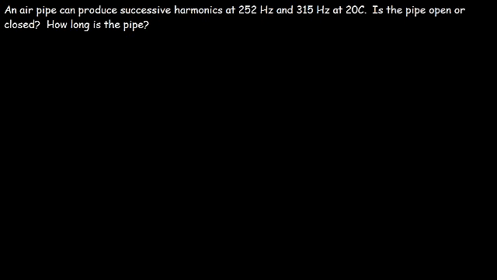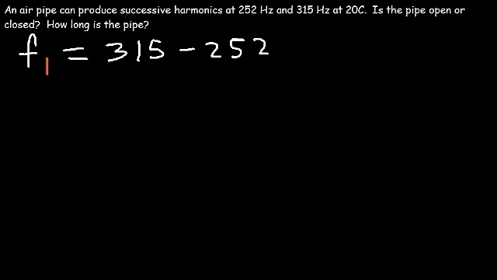An air pipe can produce successive harmonics at 252 and 315 hertz. Is the pipe open or closed? So how can we figure this out? The first thing we need to do is find the fundamental frequency, which is the difference between the successive harmonics. So 315 minus 252 is equal to 63.